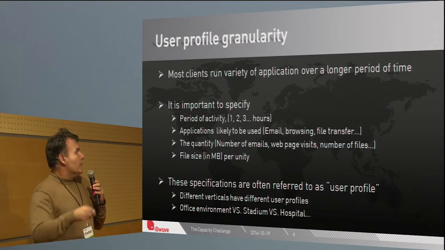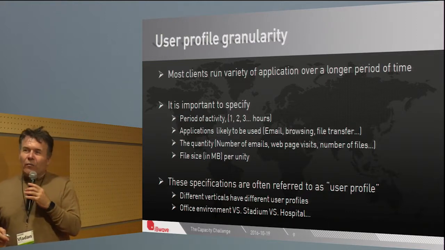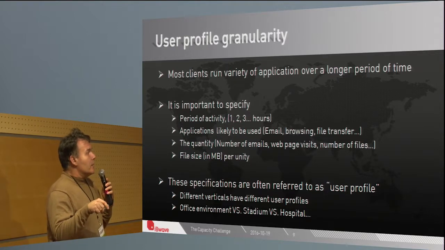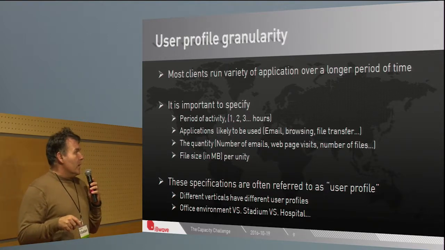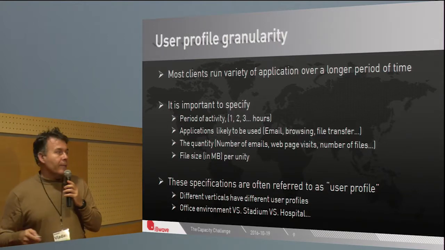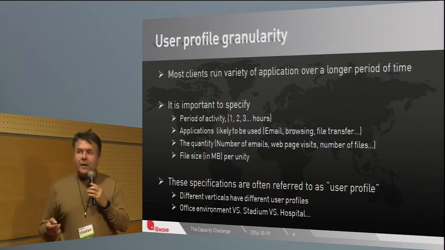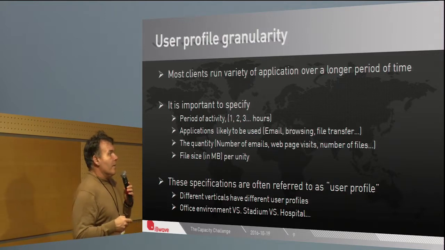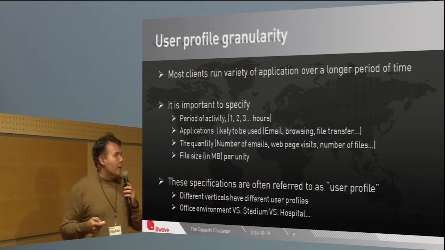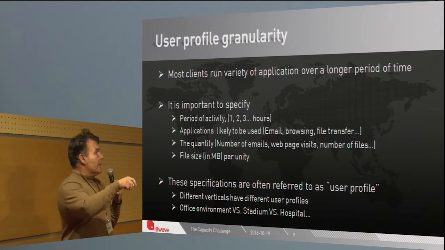So what you need to do is define a period of activity, and we advise to do that over a multiple of hours, at least 1 hour, and then find applications that are likely to be used, and then quantify those applications. What I mean by quantify, when I say email, is how many emails? Figure out what would be a typical size of an email. Then how many web page visits? What is the size of a typical web page that you are downloading? Then transfer of files, how many files? So this needs to be figured out.